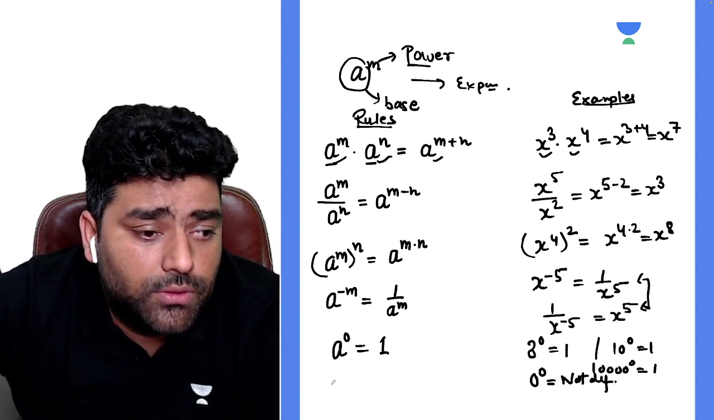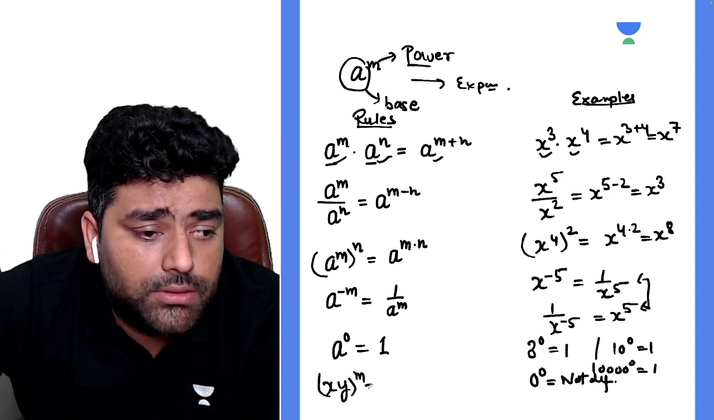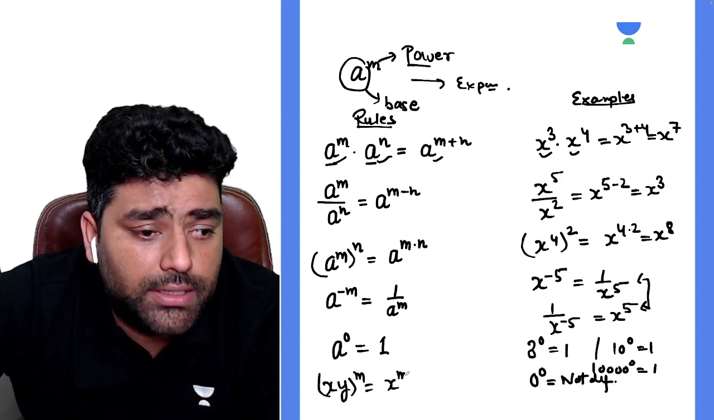Now, this is another rule. Suppose you have xy to the power m. You can write down x to the power m times y to the power m.